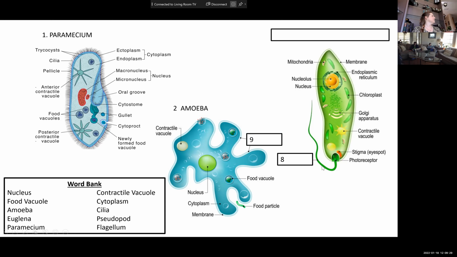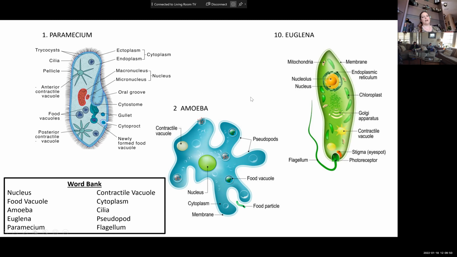Number 8. What's number 8? Right here. Flagellum. And how about 9? Pseudopod. It's pointing to the pseudopod because that's one of your options down here. And then how about this one right here? You guys might not have had the word bank. I think the juniors had the word bank, but that's our euglena.